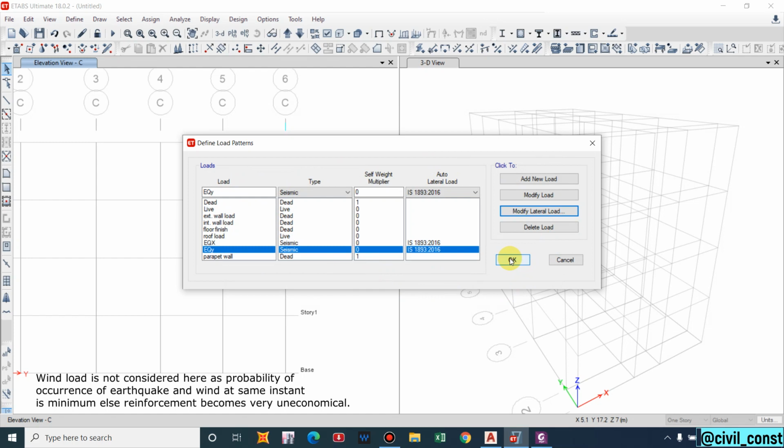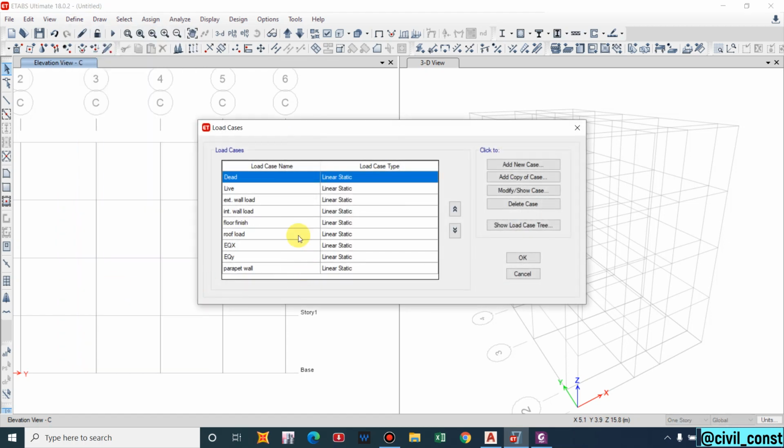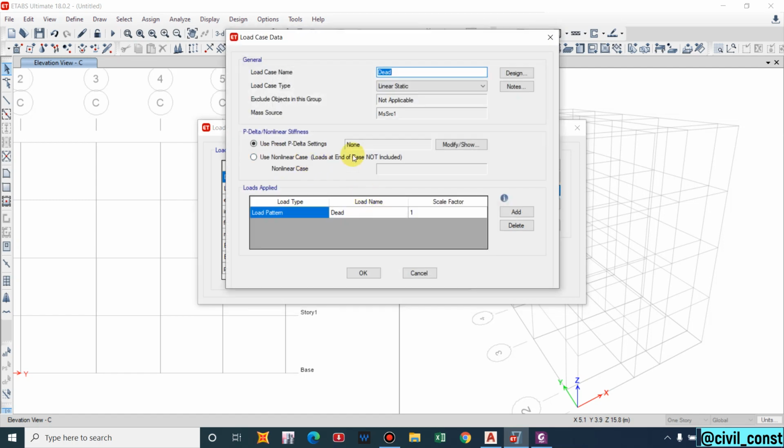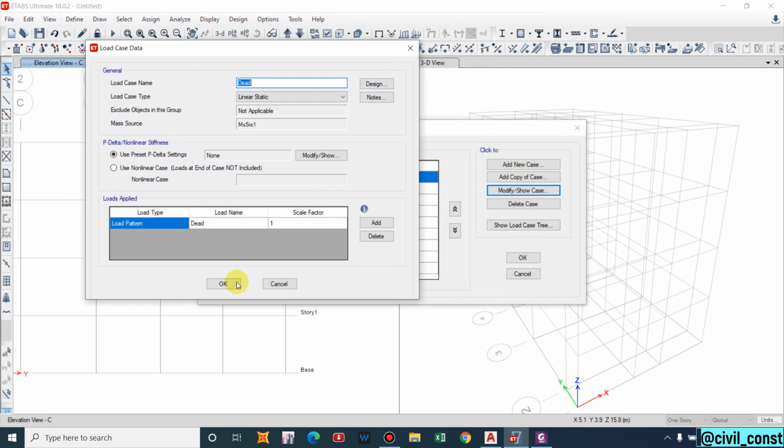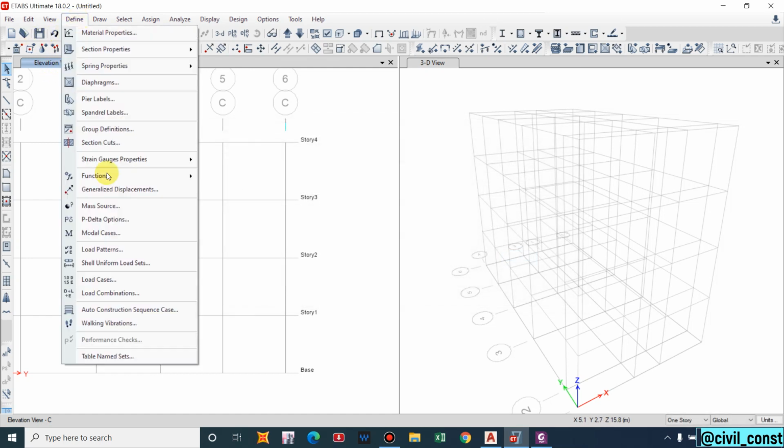I hope you are clear up to here. Okay, now we'll check for load cases. So the load cases have been automatically defined. If we click the edit option or modify option, you can see here simply a load case defines how the load patterns are applied, either statically or dynamically, and how the structure responds, linearly or non-linearly, and how analysis is performed, through modal analysis or direct integration. So this is the purpose of defining load case. Okay, so load cases have been defined.